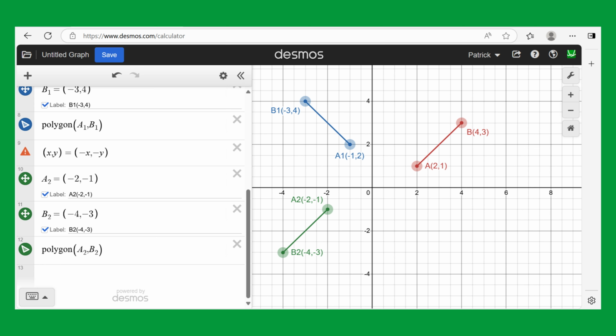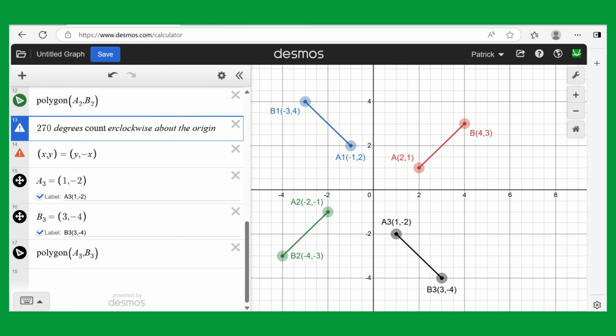Point A at (2, 1) becomes A' at (-2, -1). Point B at (4, 3) becomes B' at (-4, -3). So, the rotated segment A'B' now has coordinates (-2, -1) and (-4, -3). This kind of rotation turns the figure halfway around the origin, flipping it to the opposite quadrant.